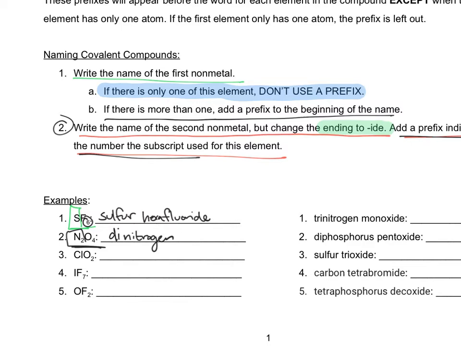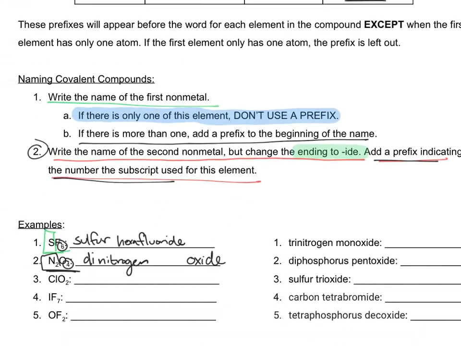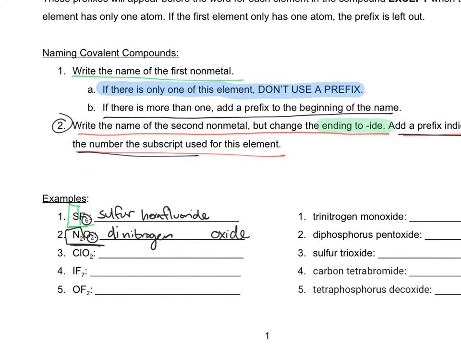Moving on to step number 2, we write the name of the second nonmetal, which is oxygen, but change the ending to IDE. So it's going to become oxide. And we're going to have to add a prefix. So I'm going to write it kind of further over. Got oxide. The subscript here is 4. So we've got to go look at the prefix for 4. Prefix for 4 is tetra. So down here in front of oxide, I'm going to put tetra. T-E-T-R-A. This is dinitrogen tetraoxide.